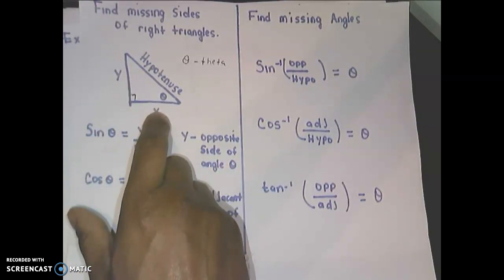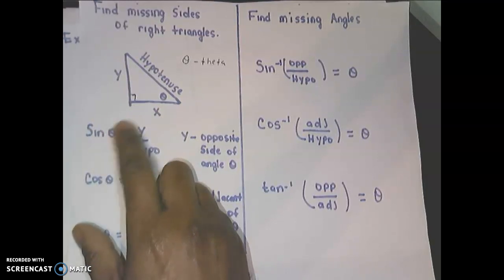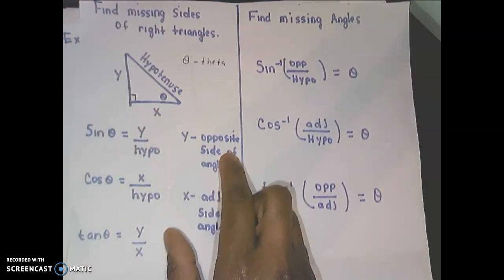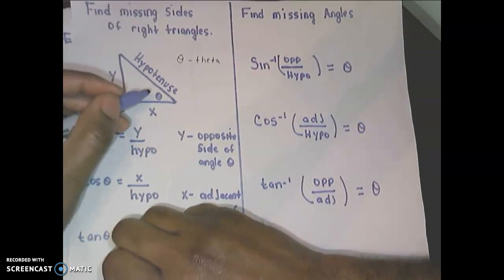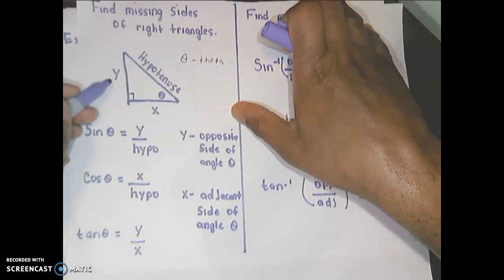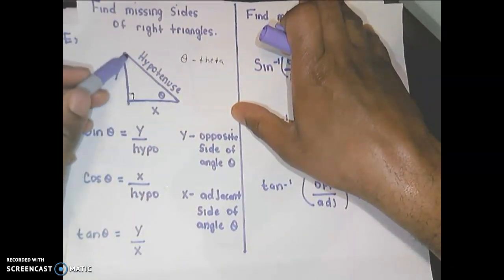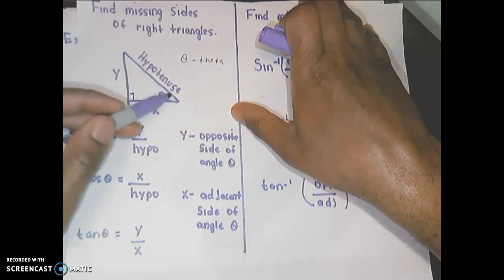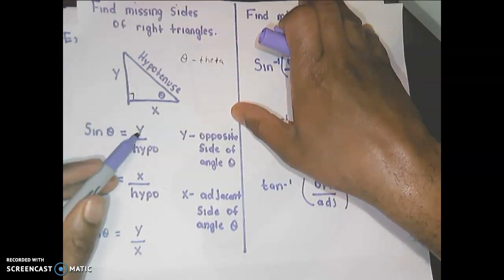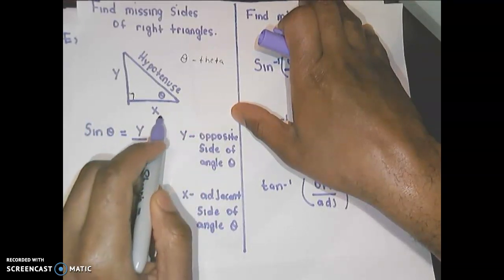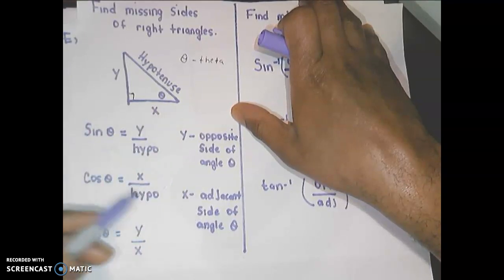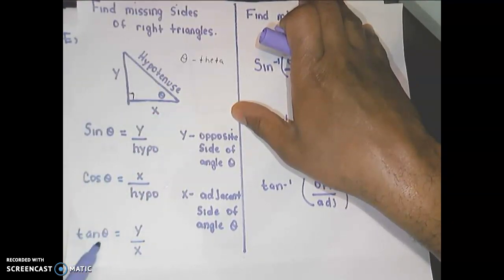Well, here's our right triangle. So the sine is going to represent the opposite side of the angle theta over the hypotenuse. So here we have the angle theta, y is the opposite side, and across from the right angle is going to be the hypotenuse. So sine is the opposite side over the hypotenuse. The cosine is going to be the adjacent side, which is x, over the hypotenuse. And then our tangent is going to be the opposite side over the adjacent side.